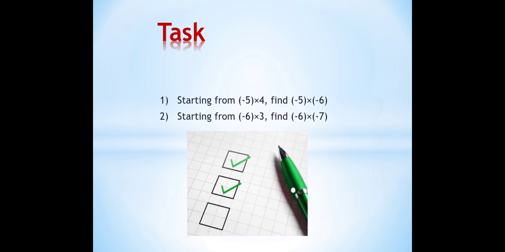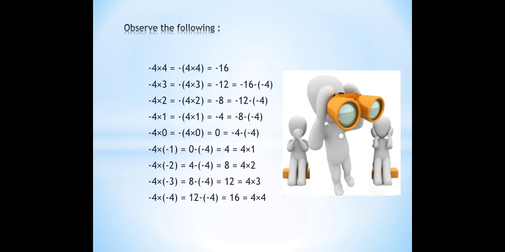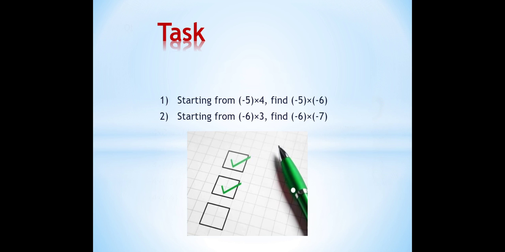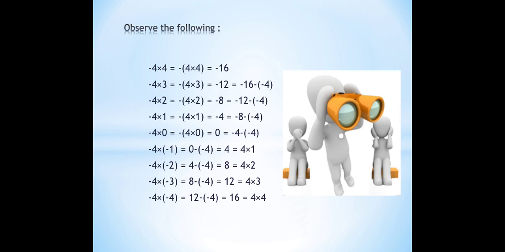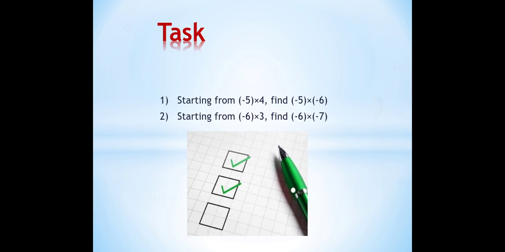So student, there is a task for you. Starting from minus 5 into 4, find minus 5 into minus 6 in this way. Here we have started from minus 4 into 4 and we have found minus 4 into minus 4. In that way we have to start from minus 5 into 4 and we have to find up to minus 5 into minus 6. That means your ending step will be minus 5 into minus 6. Similarly, starting with minus 6 into 3, we have to find minus 6 into minus 7. These are the two tasks for you student.